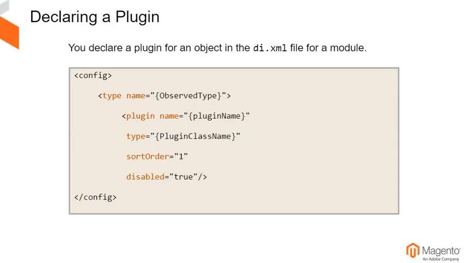The following arguments are optional and should only be specified if needed. It is a best practice to omit these arguments by default. Plugin sort order, the order in which plugins that call the same method are run. Plugin disabled, set to true to disable a plugin.